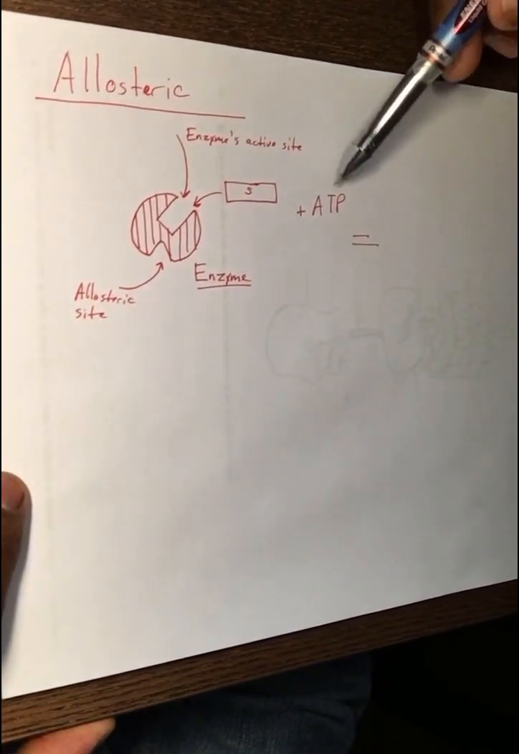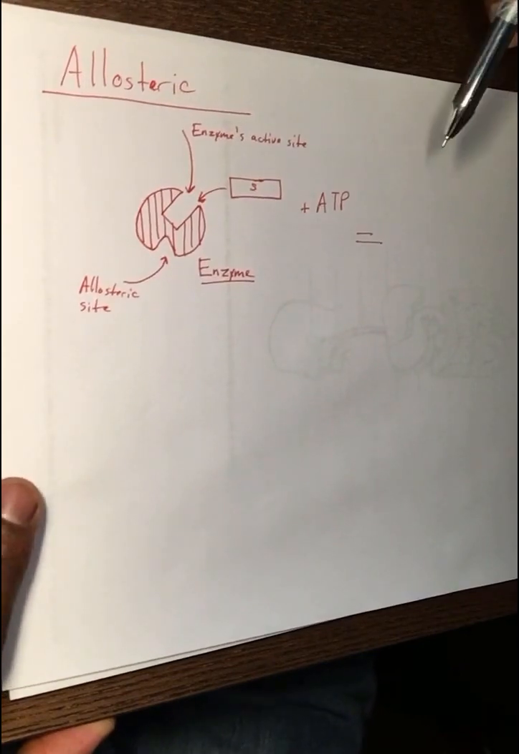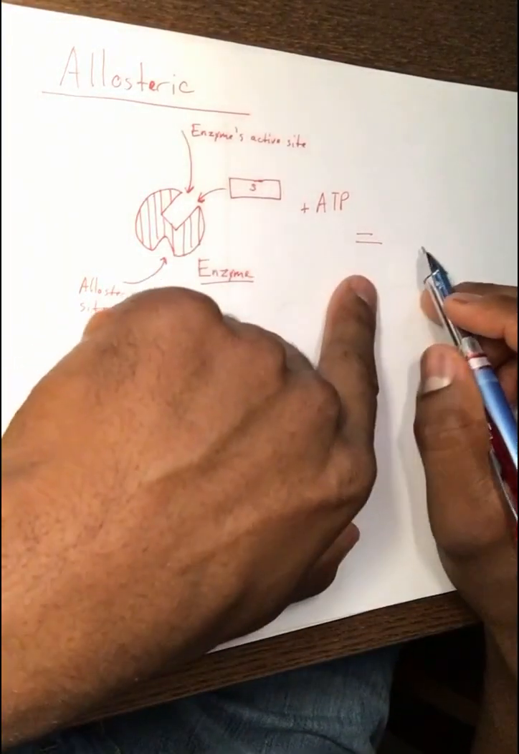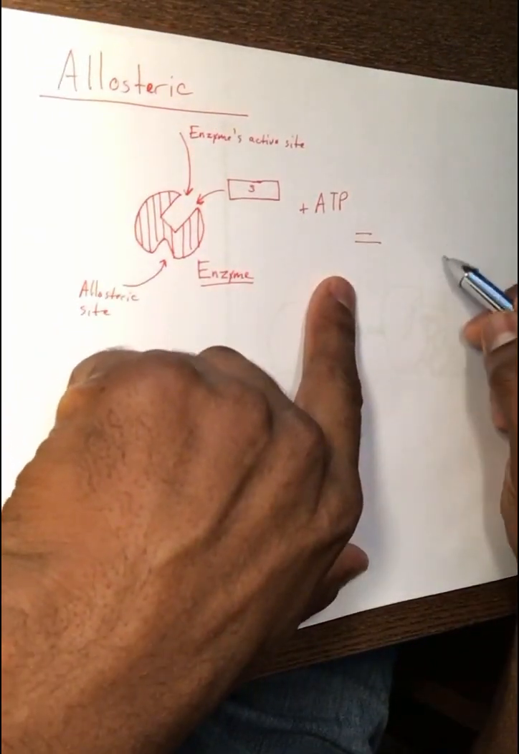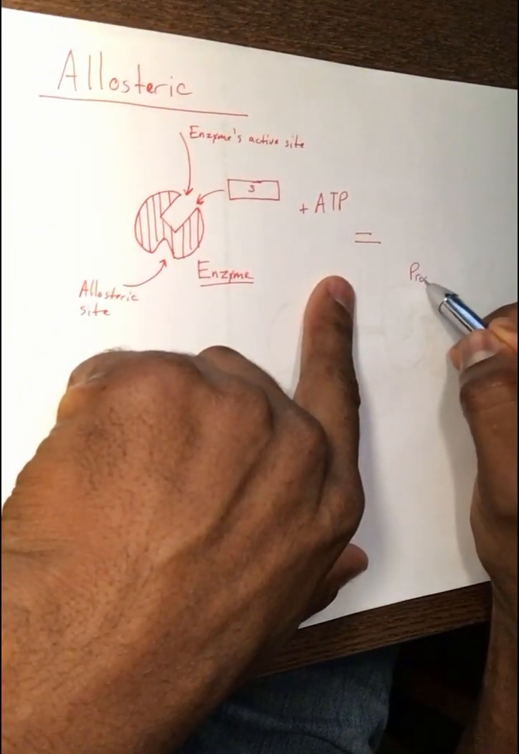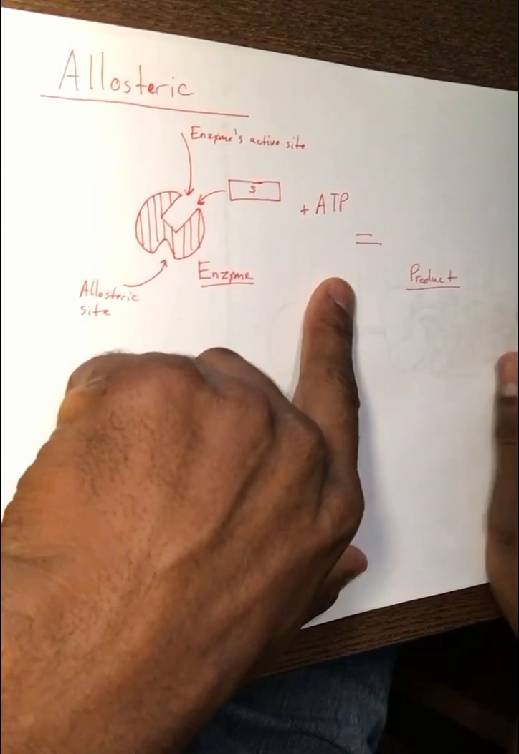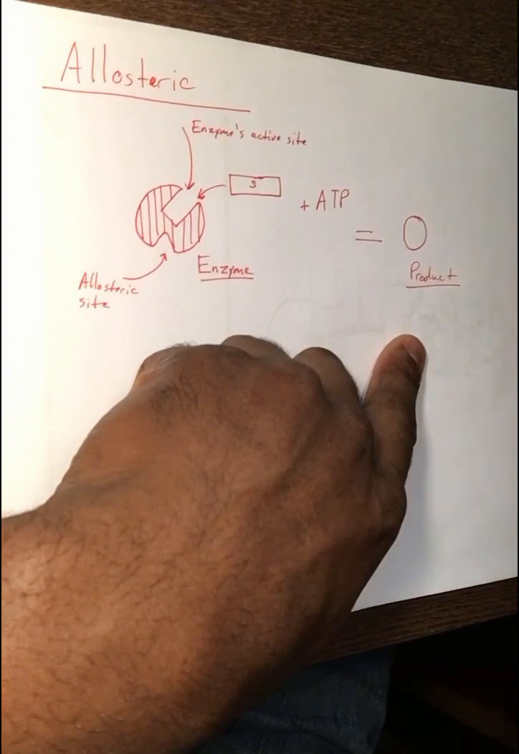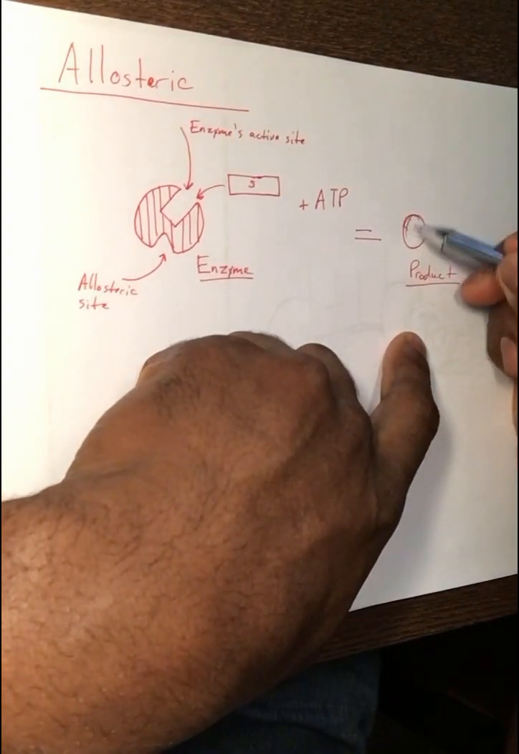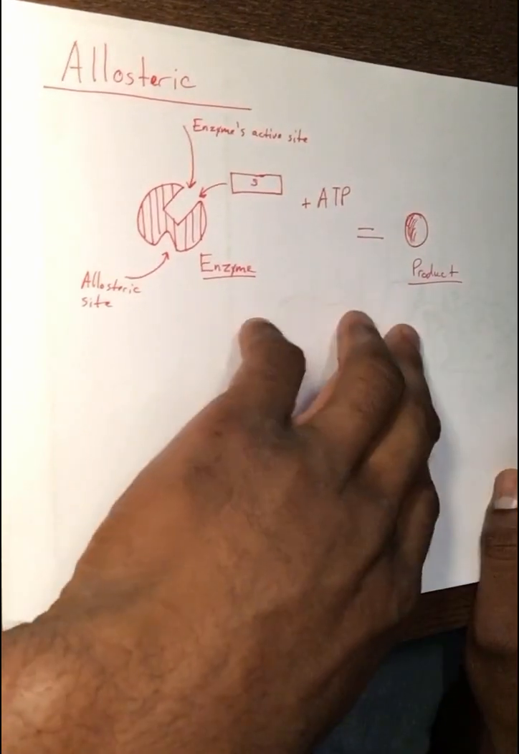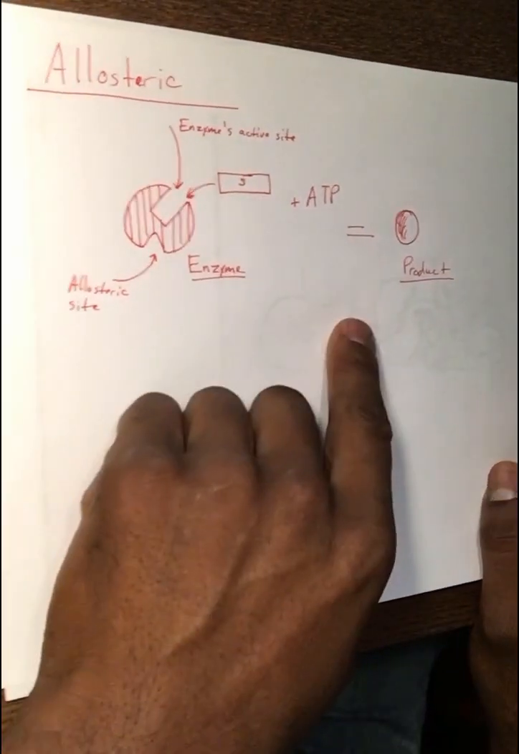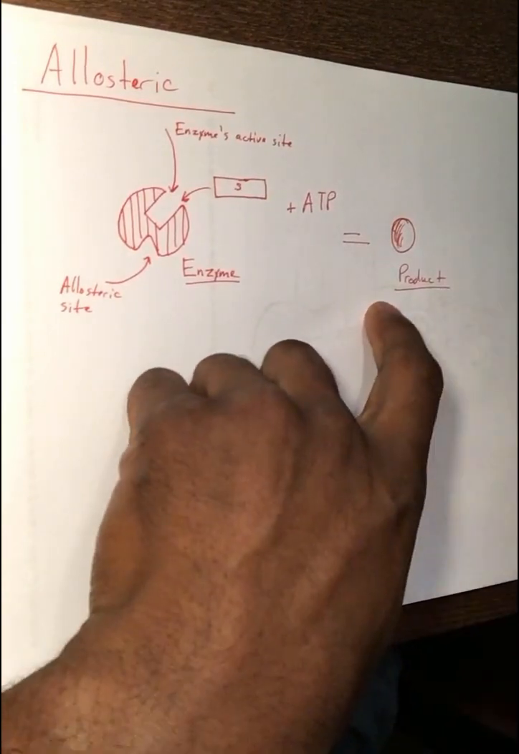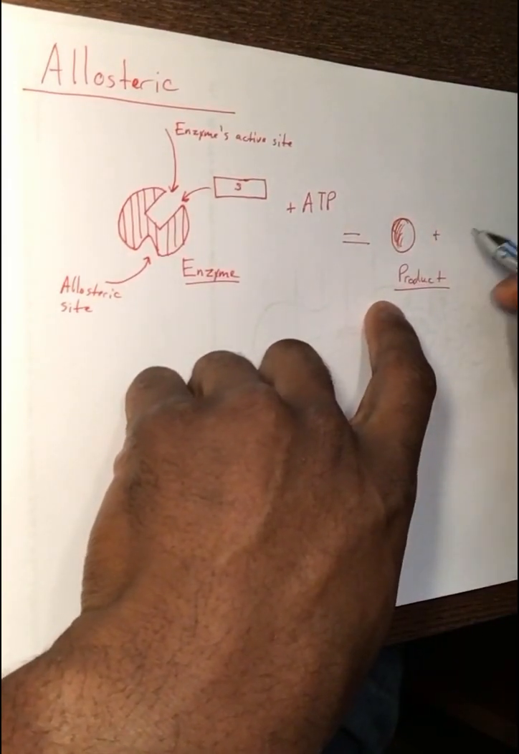And I also added here some ATP, just because many of the reactions that we talk about include ATP, but it's not really that important here. And as a product, let's just say we get something like this circle, doesn't matter, whatever, as our end product, plus let's just say ADP.